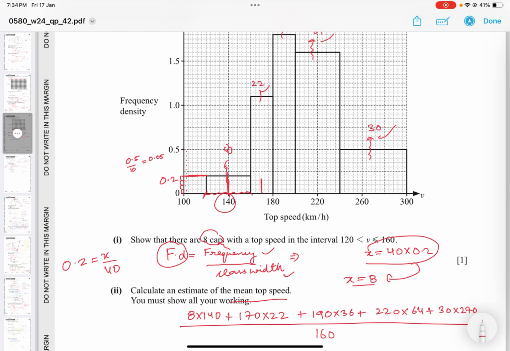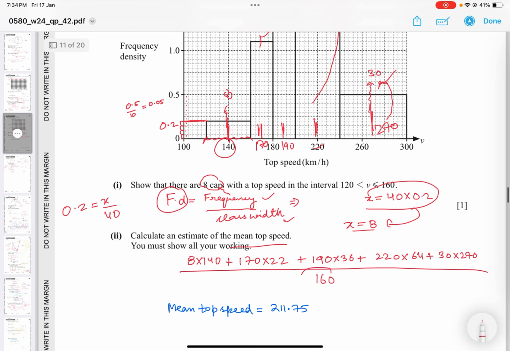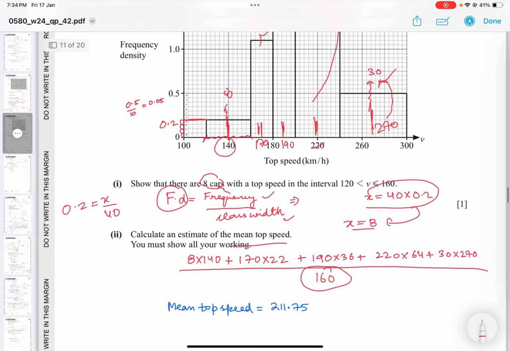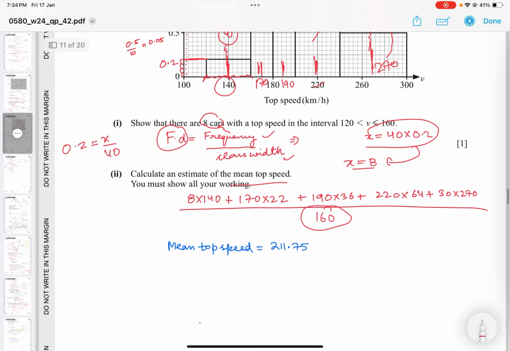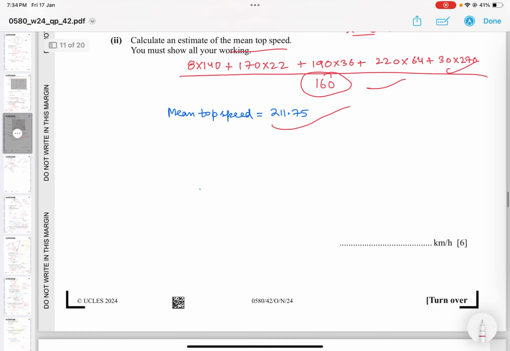For this one would be 140. For this one would be 170. For this one would be 190. For this one would be 220. For this one would be 270. Then multiply them by frequency, and then just add them, and then divide them by total number, that is 160. Okay, total number of what? Total number of frequency. Just add all of them, you will get the sum of frequency, and just divide both of them, and you can get your answer.